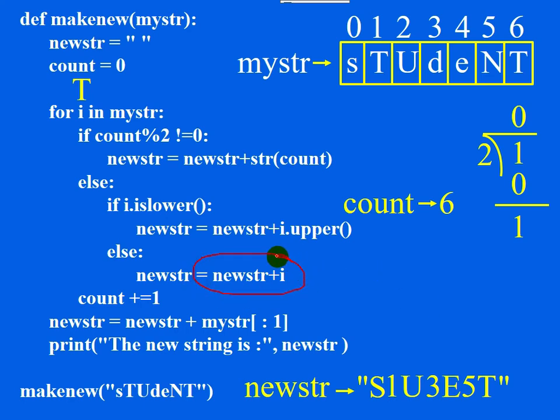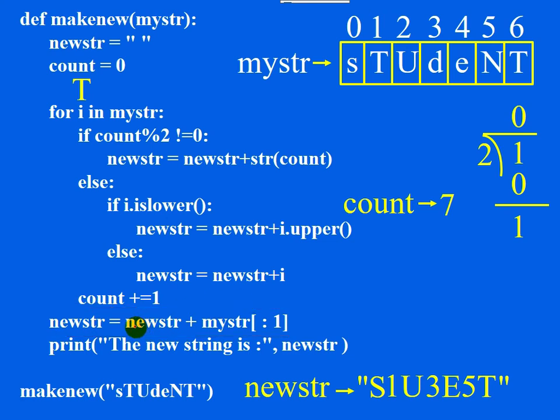Now after executing this, again the control comes here, count plus equal to 1. So 6 plus 1, now your count becomes 7. Now no more characters are there to be retrieved from this string variable, which means the for loop finishes execution. Control goes outside the for loop. So control goes outside the for loop means, see the indentation. So now the control comes here.